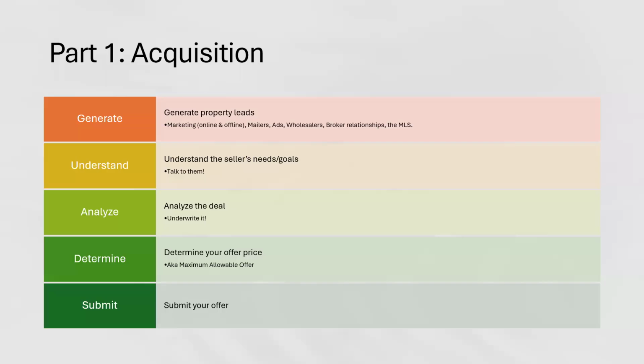So part one is the acquisition phase that we talked about. This involves, first and foremost, generating property leads. And the way you do that is by doing marketing, and that can be both online and offline. You can do mailers, that's a popular one. You can run ads online or offline again. You can utilize wholesalers, leverage broker relationships, utilizing even the public listings on the MLS, right? There's a handful of other ways, but these are kind of the most popular ones that people utilize to actually find these deals and generate these property leads.